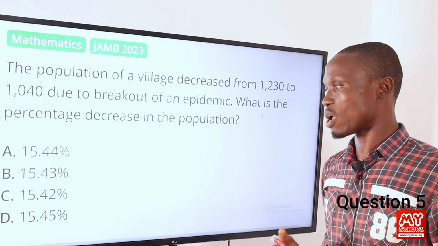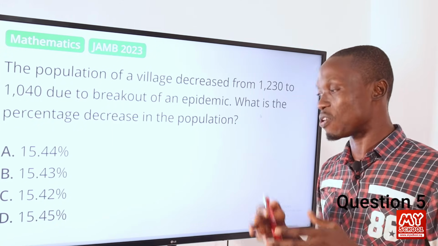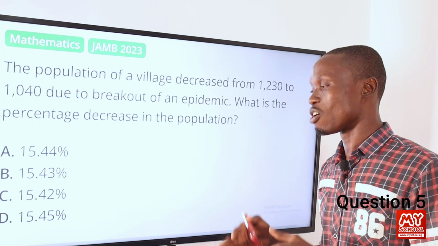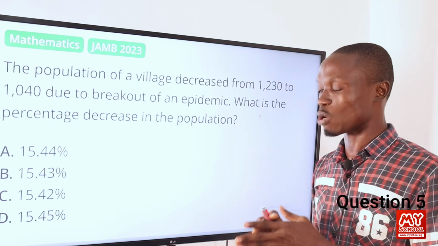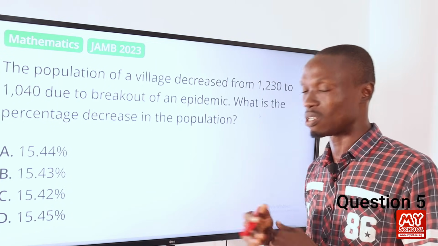Option C, we have 15.42%. And option D, we have 15.45%. So from our calculation, we actually got 15.45%. So option D is the correct answer.